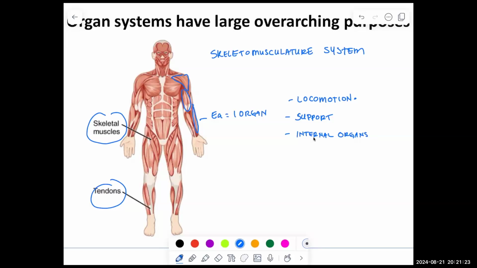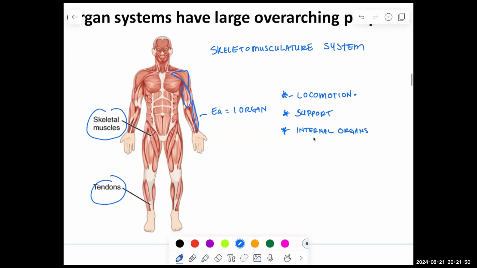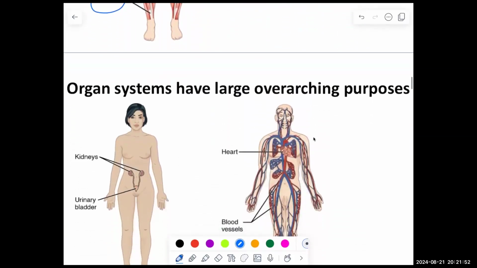The other thing that your muscles do is think about when you sit on that toilet. You recruit your skeletal muscles to get stuff moving, right? It helps your internal organs move things around. So be careful when you just say moving, okay? There's a lot of things that moving means, and here are good examples for the skeletal muscular system. I think we have one or two more.